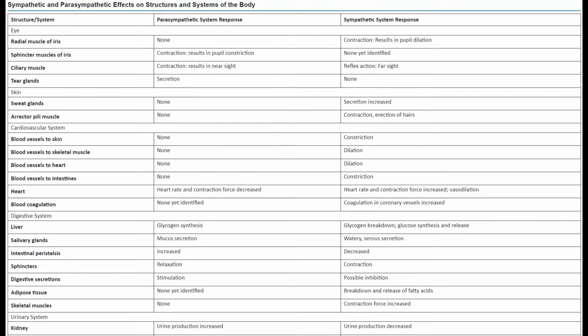In the skin, there are sweat glands. There are no responses in the parasympathetic system. However, in the sympathetic system, there is secretion that becomes increased by this. It goes through the eyes, the skin, the cardiovascular, digestive, urinary, and respiratory systems. For some reason, mental activity is in the respiratory system. I find that interesting. And in the parasympathetic system response, we see calmness.